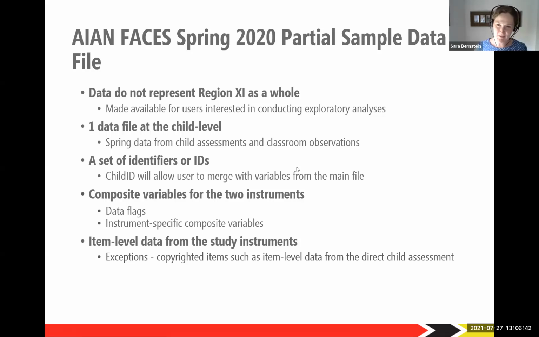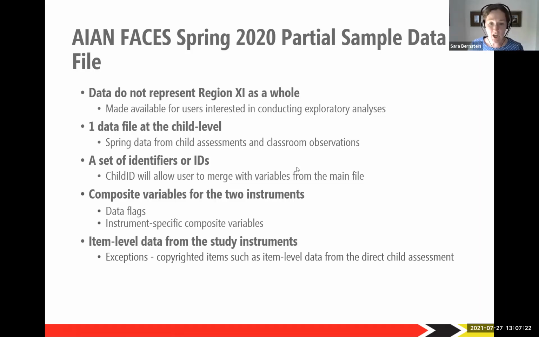As I've mentioned a few times this morning, in spring 2020, we collected direct child assessment and classroom observation data in only 7 of the 22 AIAN FACES 2019 programs. Those data don't represent Region 11 as a whole, but we are going to be making those data available to support users who are interested in conducting exploratory analyses of that partial data from the spring child assessments and classroom observations. And there's also a related data users manual for that partial sample data file.